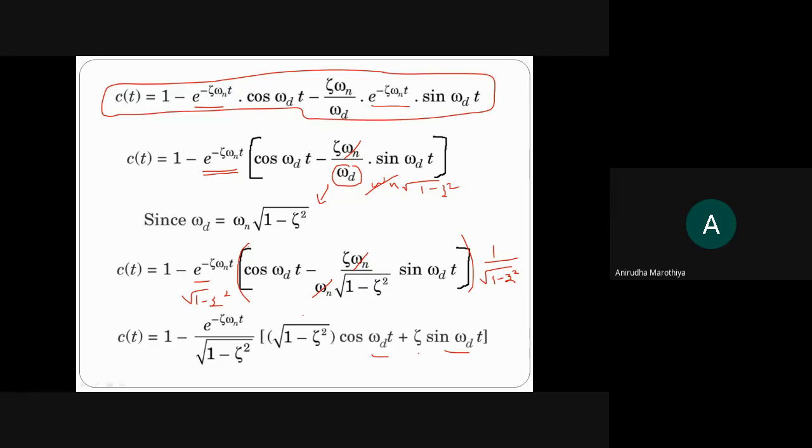Now see here, in this expression we have one term which is nothing but under root 1 minus zeta square, and we have another term which is nothing but zeta. Now what we need to do, first of all let me ask, have you written this expression?